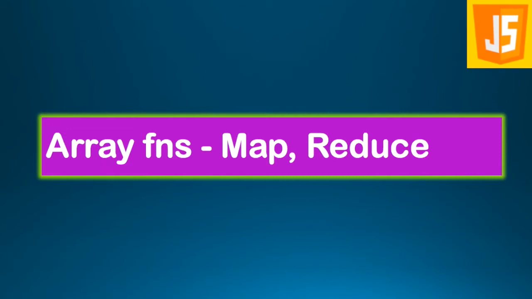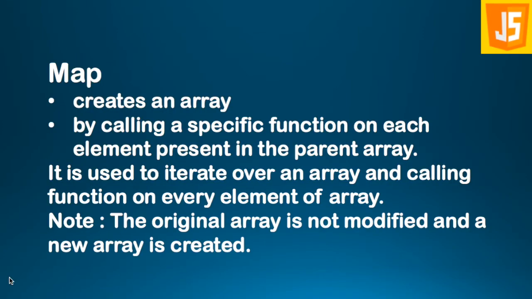Map and reduce are functions that you often hear JavaScript programmers talking about. So let's master these two functions. So what does map do? Map creates an array by calling a specific function on each element present in the parent array. So we have a parent array, and by calling a specific function on each element in the parent array, we end up creating a new array.